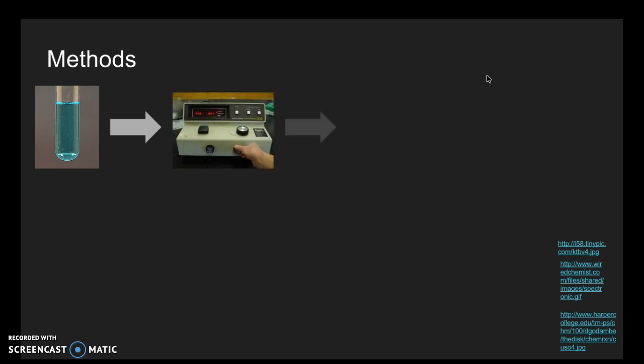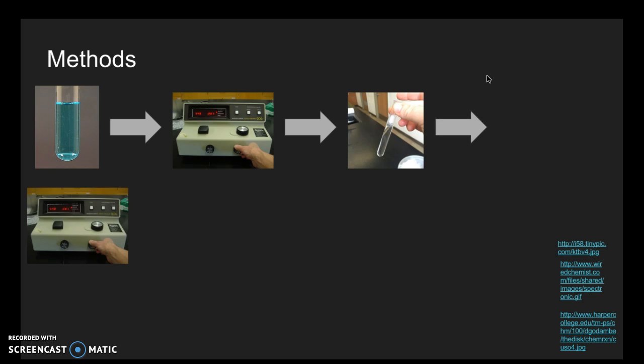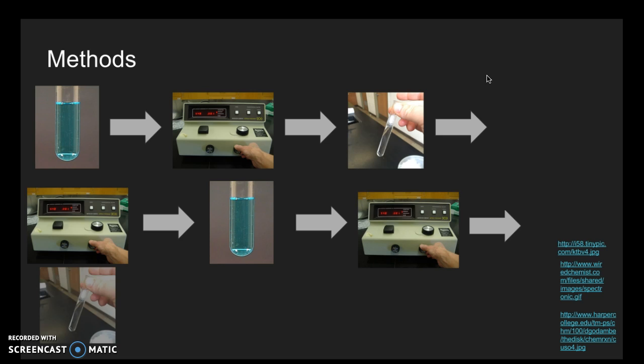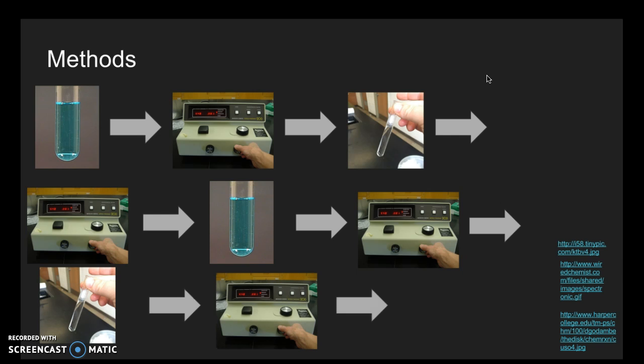Next, a blank, a test tube or cuvette filled with distilled water, is put into the spectrophotometer. After that, the test tube or cuvette is filled with the same solution and put in the spectrophotometer. The result is recorded and a blank is used again. This process of measuring the absorbance, using a blank, measuring the absorbance, and using a blank again is repeated for all of the solutions.